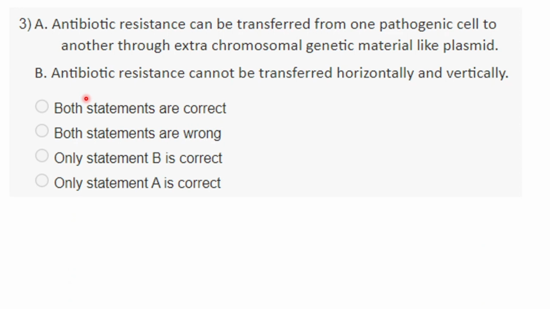Moving on to the next question. Statement A: antibiotic resistance can be transferred from one pathogenic cell to another through extrachromosomal genetic material like plasmid. Statement B: antibiotic resistance cannot be transferred horizontally and vertically. Which option is true?